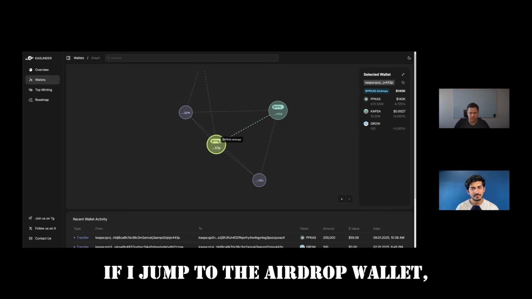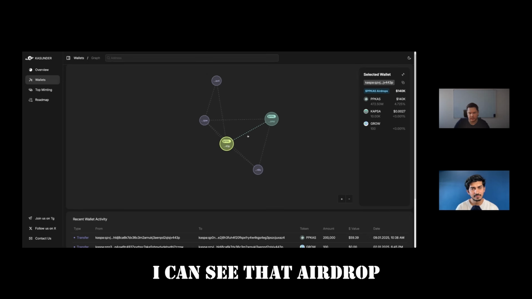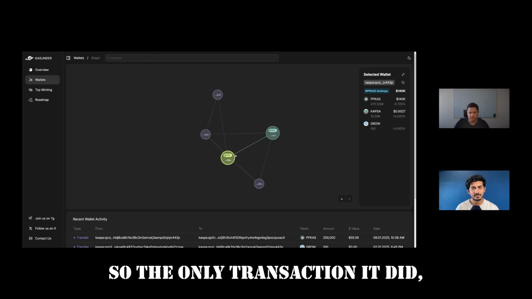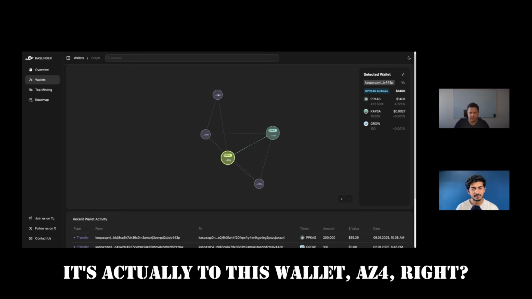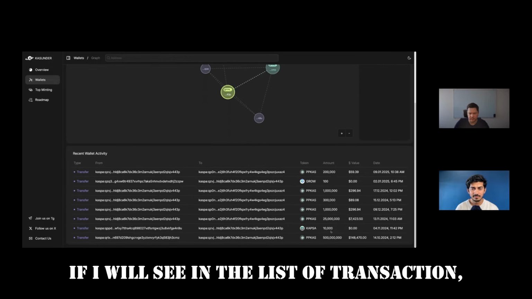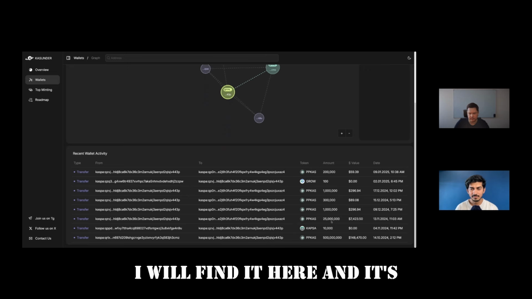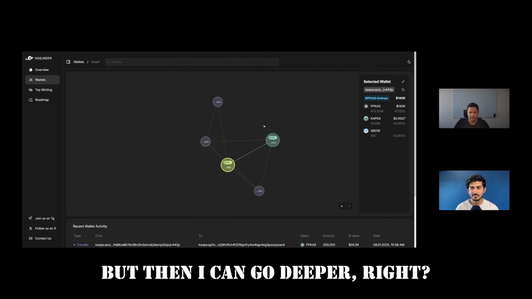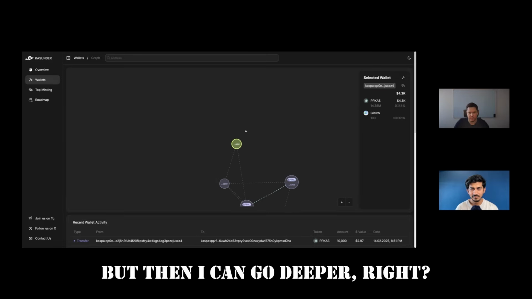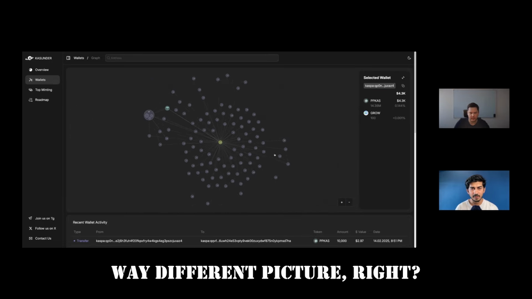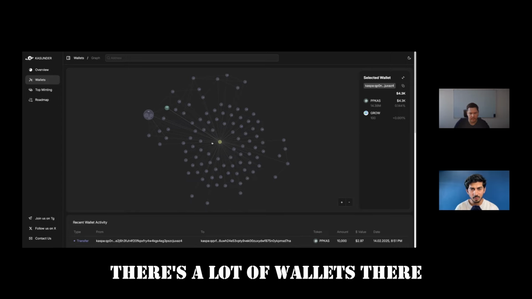If I jump to the airdrop wallet, I can see that the airdrop wallet doesn't have a lot of outgoing transactions. So the only transaction it made is actually to this wallet, AZ4, right? And it doesn't look like an airdrop. If I look in the list of transactions, I will find it here, and it's like 25 million PPCAS. But then I can go deeper, right? So I jump here, and then I see already a way different picture, right? There are a lot of wallets there.